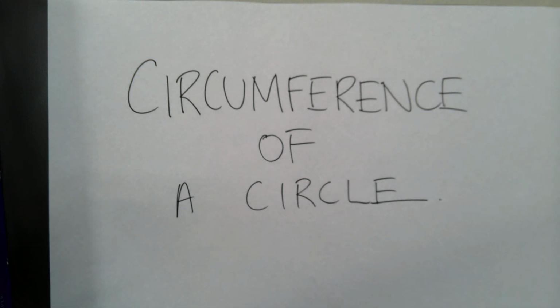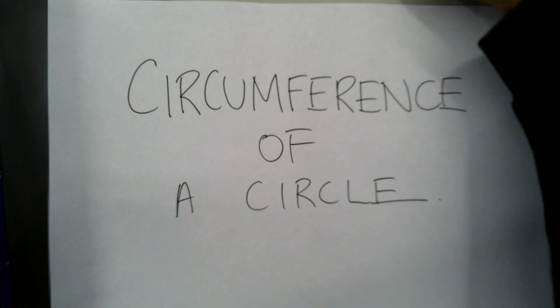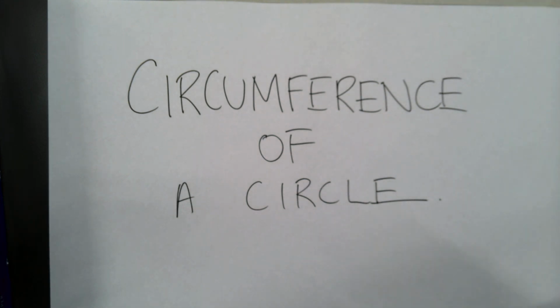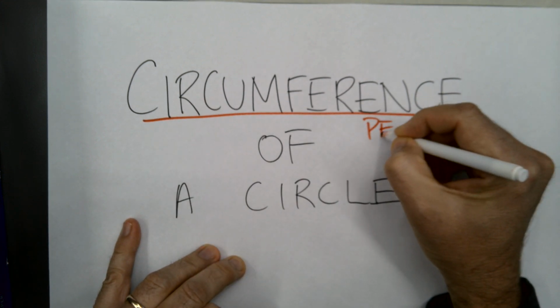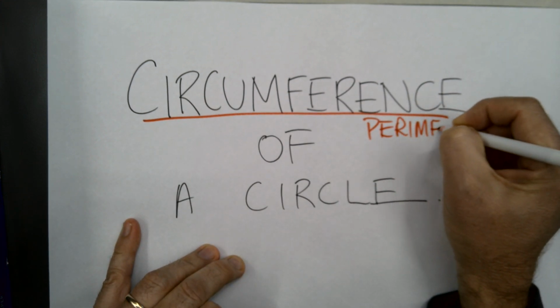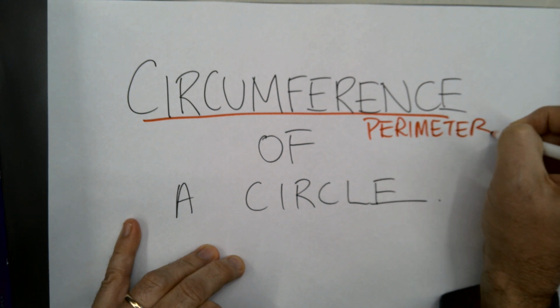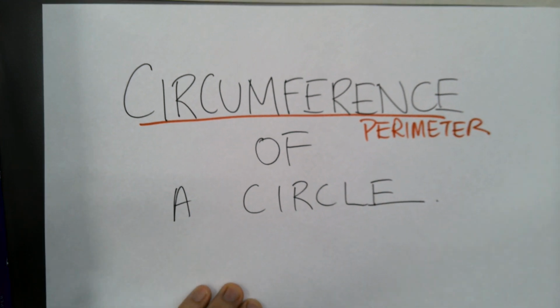Righto, so you told us we're looking at circumference of a circle, which is basically the perimeter. The word circumference means perimeter for a circle. It's a special word that's given for circles. All right, so let's have a look.